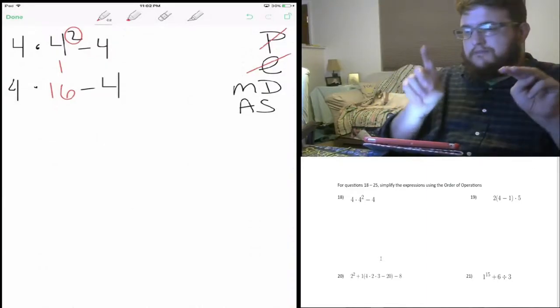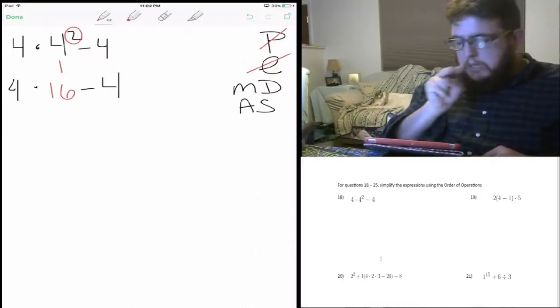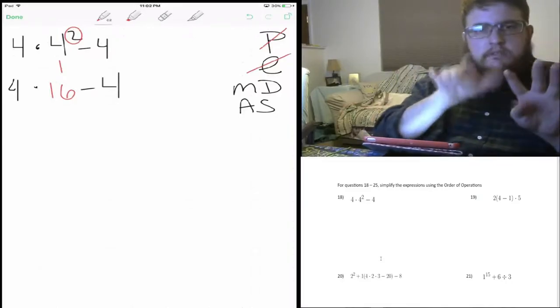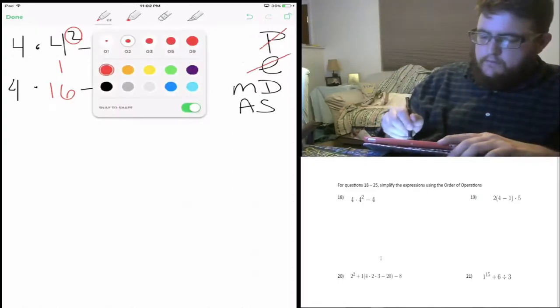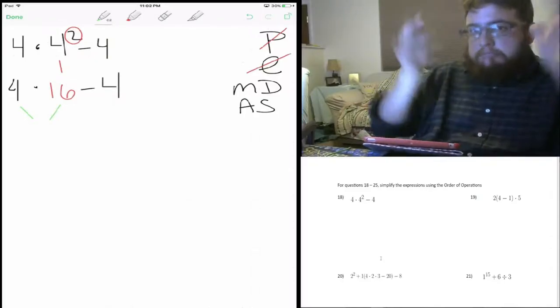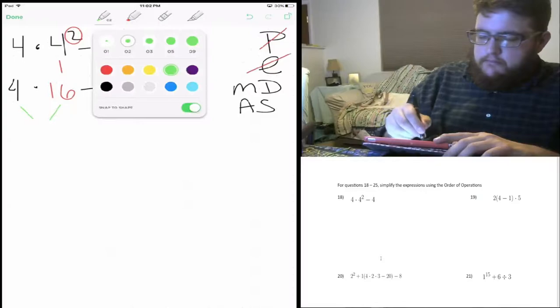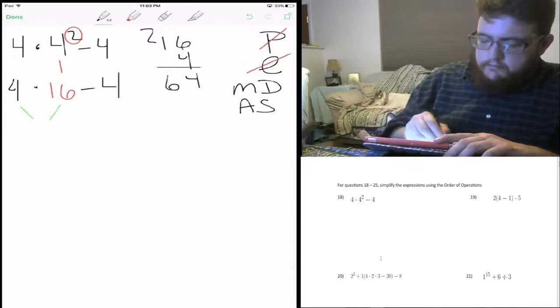The next step is multiplication and division. Remember that for multiplication and division, the same as addition and subtraction, you have to scan your expression from left to right. So, as we look at it from left to right, we can catch the first piece of multiplication or division, which is 4 times 16. I don't know 4 times 16 off the top of my head, but I can go ahead and figure it out by writing it out. 4 times 16 is 64.